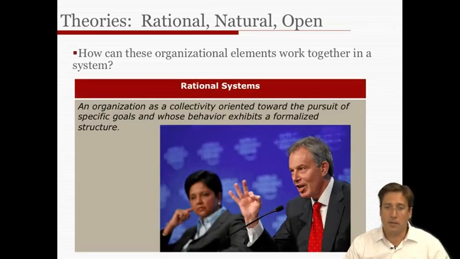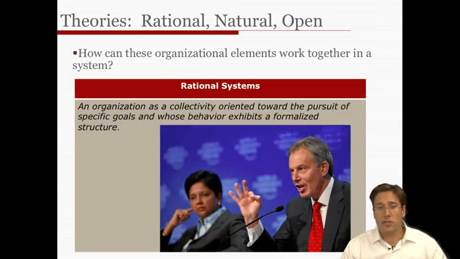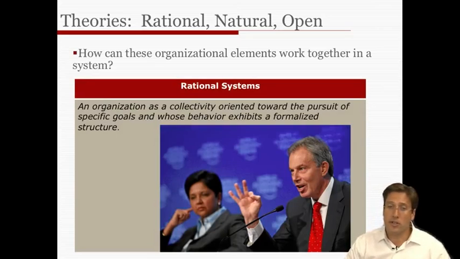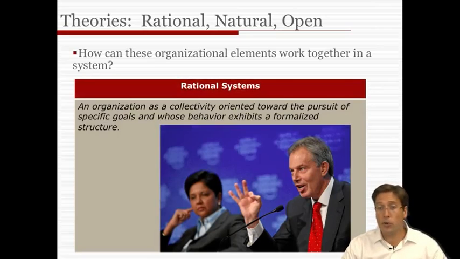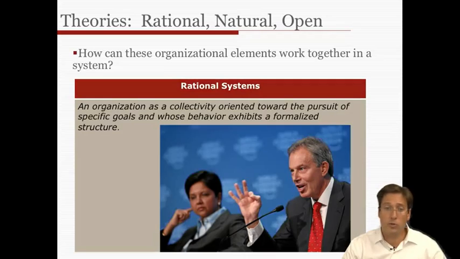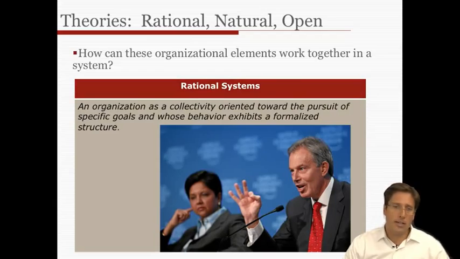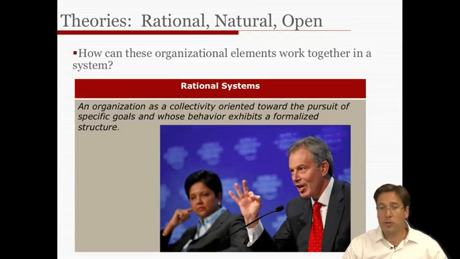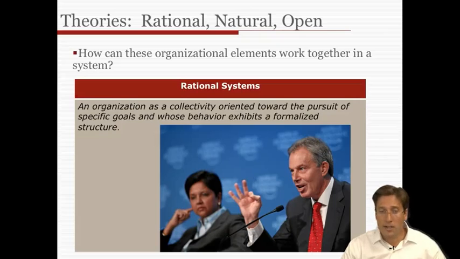The earliest class of theories regarded organizations as rational systems. Here, the theories characterize an organization as a collectivity oriented toward the pursuit of specific goals and whose behavior exhibited a formalized structure. These theories tended to focus on the administrative units of organizations and their process of rational decision-making.